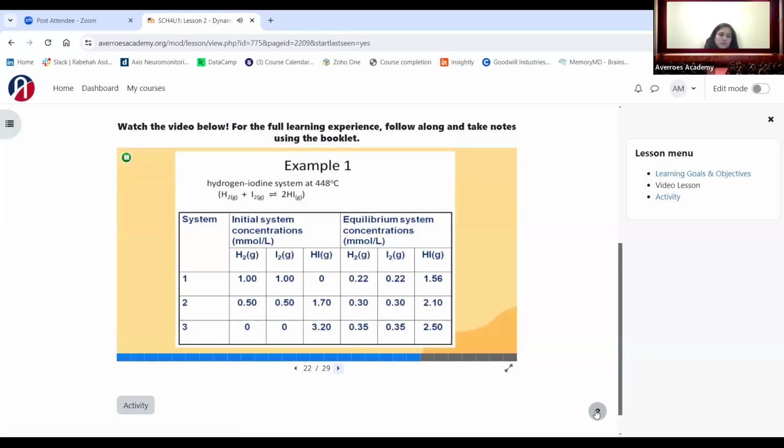So using this reaction, this table contains evidence from 3 different experiments involving the hydrogen iodine system: one in which hydrogen and iodine are mixed, one in which hydrogen, iodine, and hydrogen iodide are mixed, and one in which only hydrogen iodide is present initially. And this is at a temperature of 448 degrees Celsius. The system quickly reaches an observable equilibrium each time.